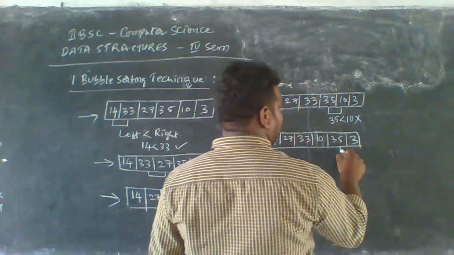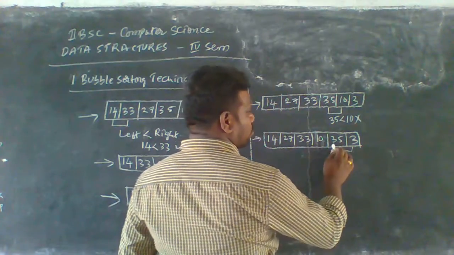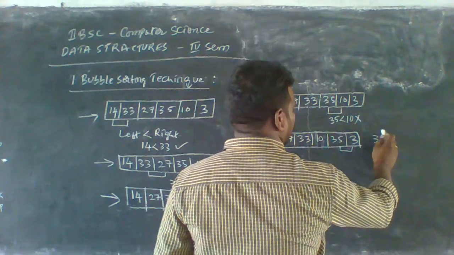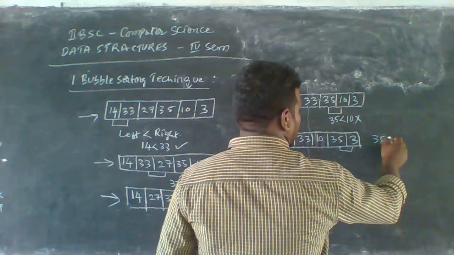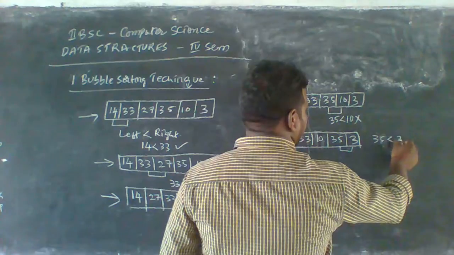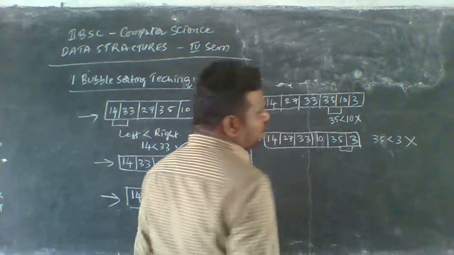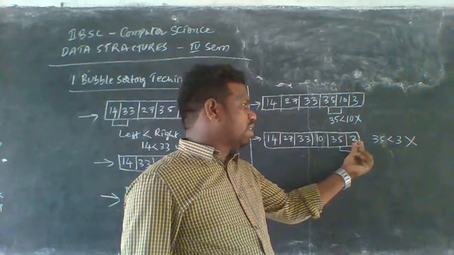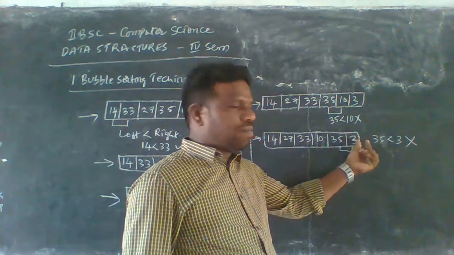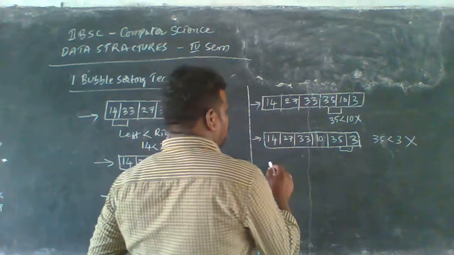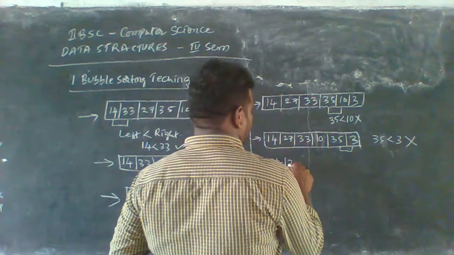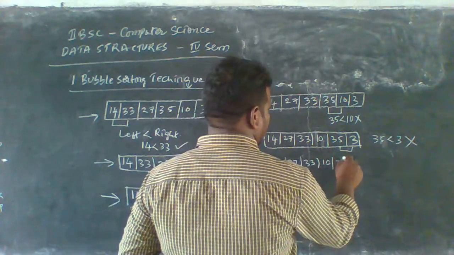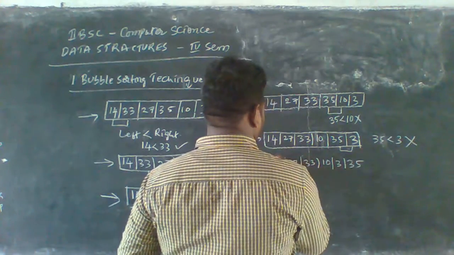In this scenario, we compare 35 with 3. The condition will be false. Whenever the condition becomes false, we swap the two values. That means 3 will come here, and 35 will go there. So the list is 14, 27, 33, 10, 3, 35.